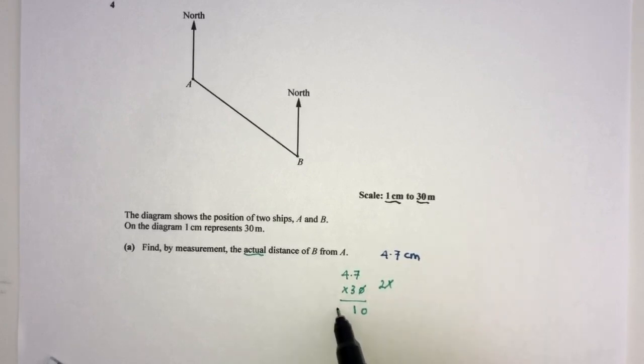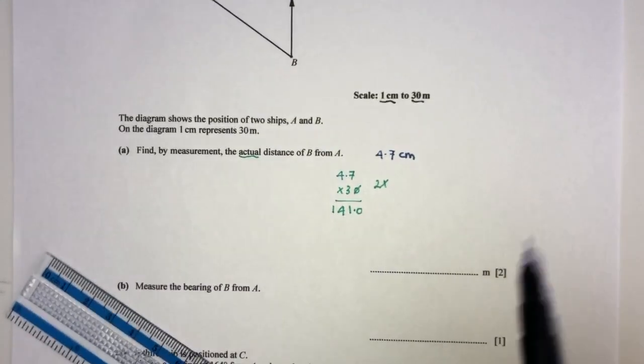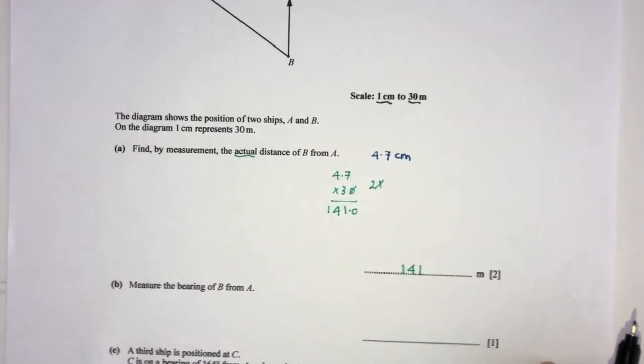12 plus 2, that should be 14. Because here we have 1 decimal place, that will be 1 decimal place, so your value will be 141 meters. Okay, so that will be our question part A.